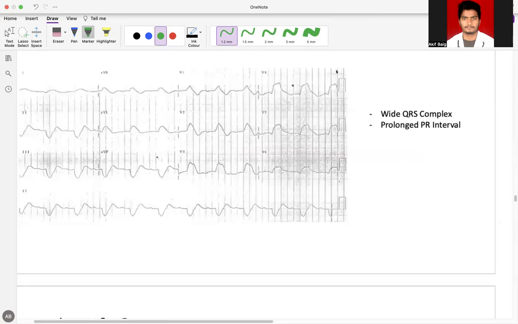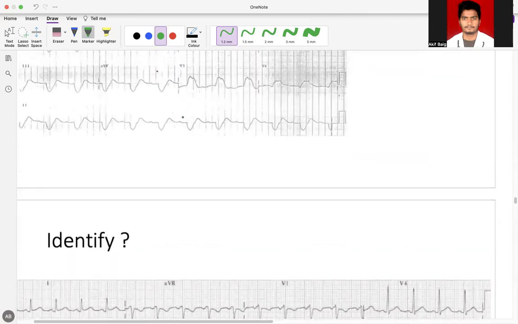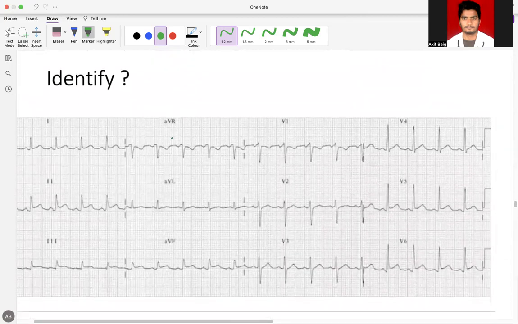So this is a classical case of what is called a wide QRS complex. You can see here, these are wide QRS complexes. Also, there is a prolonged PR interval. So the PR interval distance is increased.